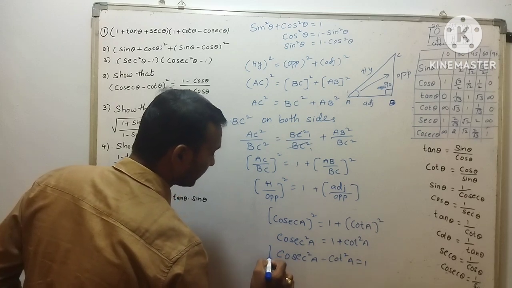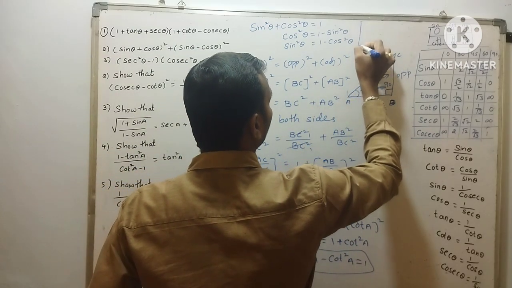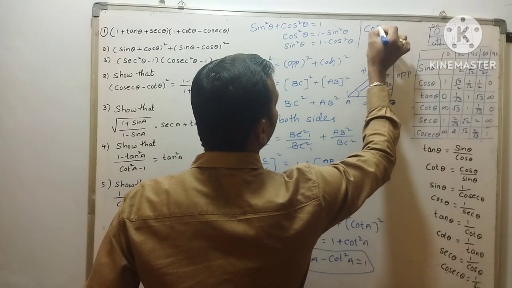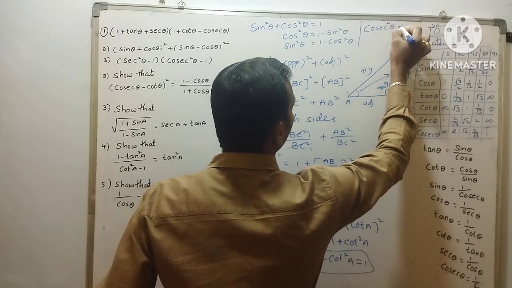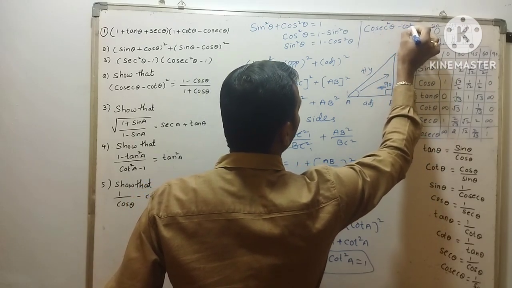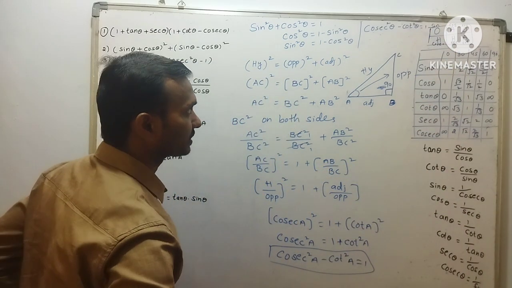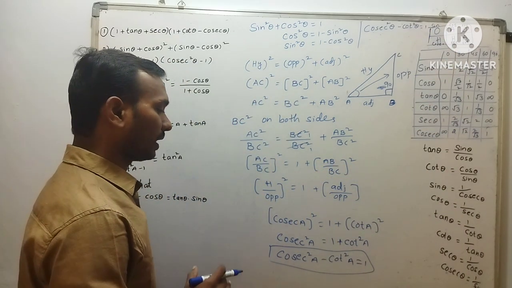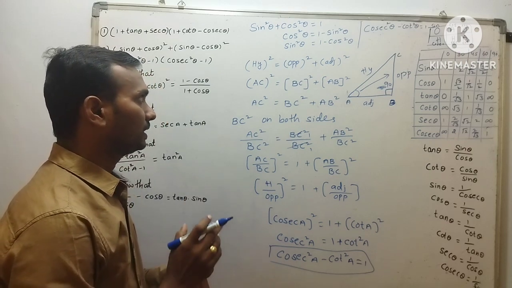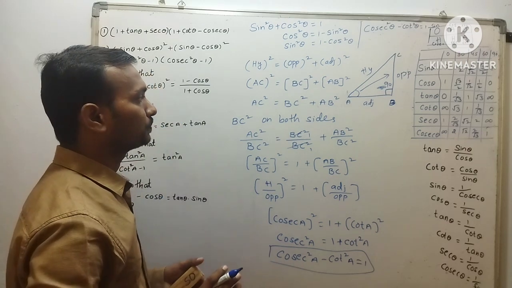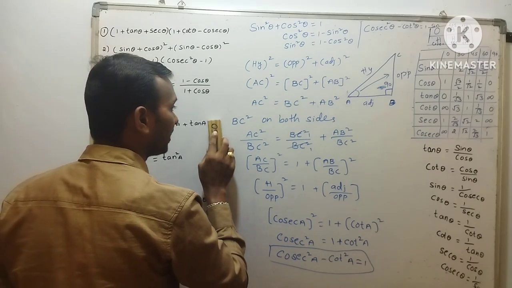This is identity number 2: cosec square A, that is cosec square theta minus cot square theta, is equal to 1. Cosec square A minus cot square A is equal to 1. This is the identity number 2. Next, one more identity. We have 3 identities.